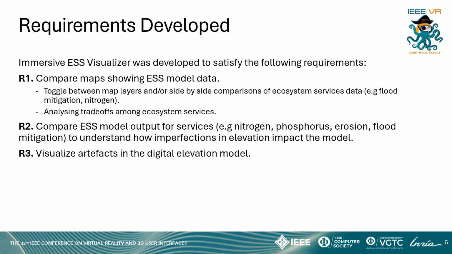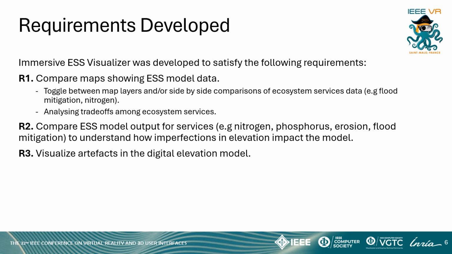Firstly, the ability to compare maps showing ecosystem services model data, for example, toggling between map layers and/or side-by-side comparisons of ecosystem services data, analyzing trade-offs among ecosystem services. Secondly, the ability to compare ecosystem services model output to elevation. Elevation affects services such as nitrogen, phosphorus, and flood mitigation, so users would like to compare services to elevation.